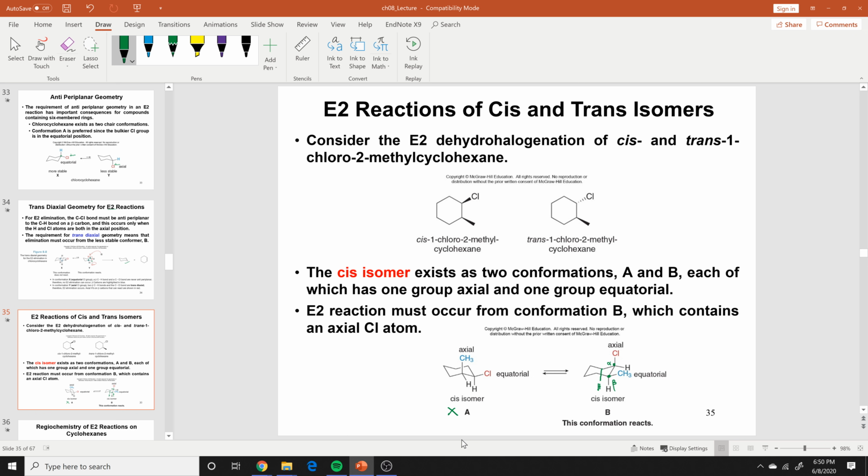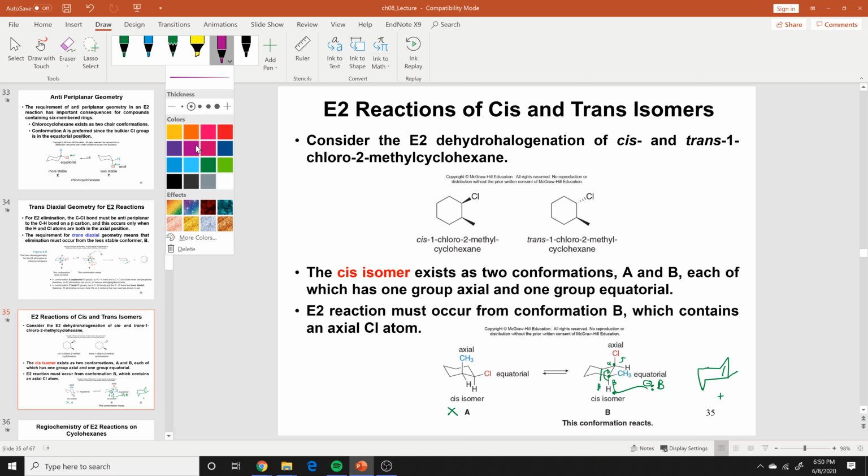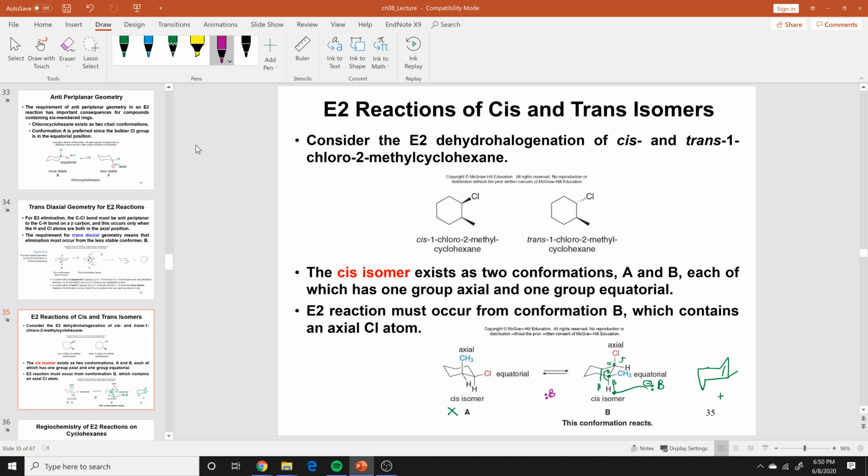The base can come and take that beta hydrogen. It forms a double bond here. Chlorine leaves. So my first product is going to have an alkene with, of course, my CH3 on the equatorial. The other product is when this base can come, take this beta hydrogen, form a double bond here, and the halogen can leave.